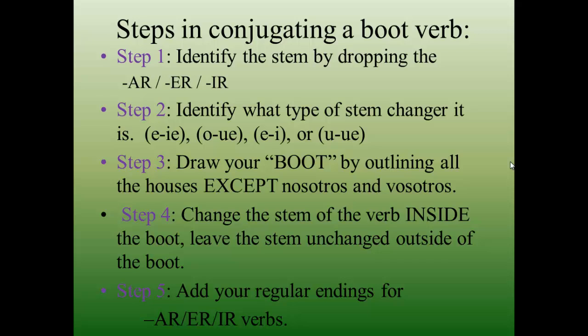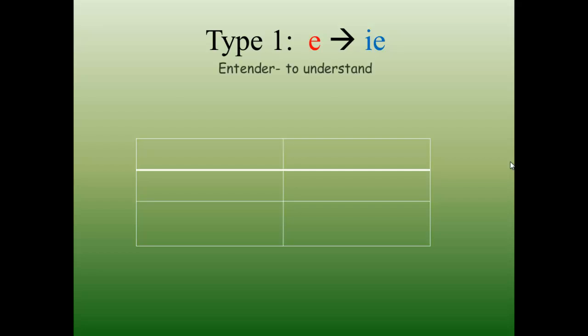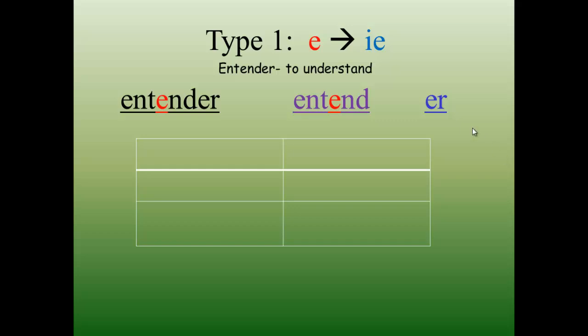So here we go. Let's see what this looks like. So the first verb we're going to talk about is entender, which means to understand. Entender is an ER verb. If I drop the ER, it leaves me with the stem, entend. Now, the first step says to figure out what your stem is. So my stem is entend. The second step tells you, is it an E to IE stem changer? Why, yes it is. So we've identified that.